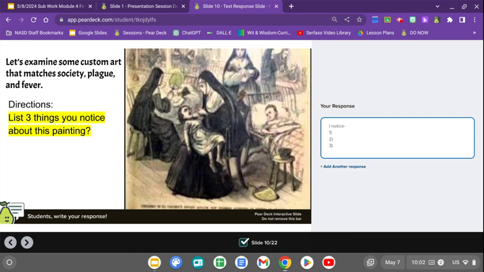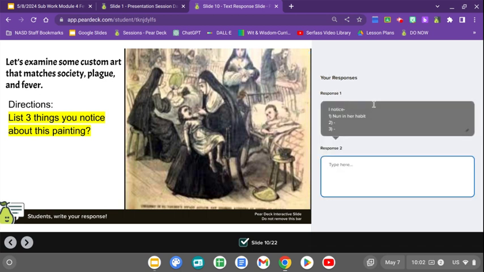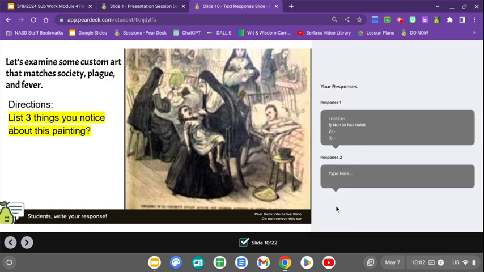I notice that in the center is a nun in her habit, right? That sort of outfit she's wearing there. I leave 2 things for you to notice. You can certainly take mine or go with your own, but take the time to please notice 3 things about this picture from the year 1793 in Philadelphia. Do so now, please. Oh, I didn't even know you could do 2 responses.